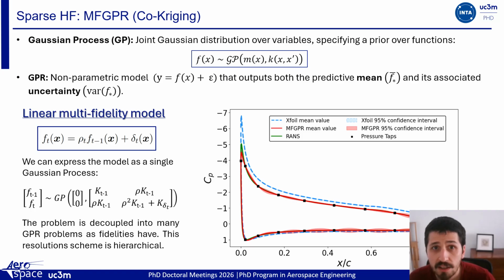On the right, we can see the result of this regression on an airfoil. The image shows how including low fidelity data reduces the error, for instance in the suction peak, and also significantly reduces the model's uncertainty compared to using only high fidelity data.